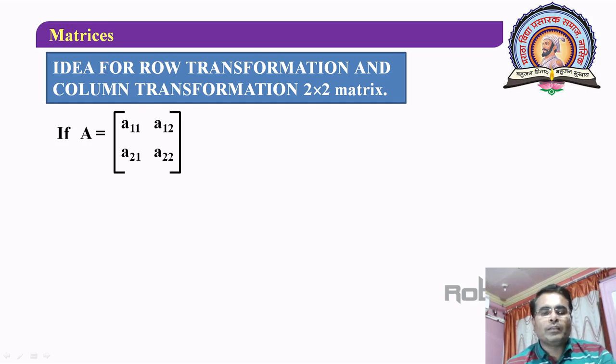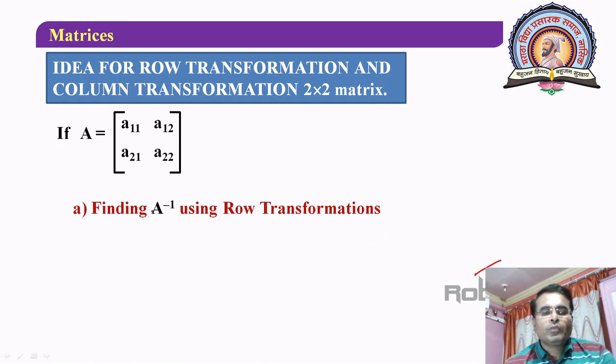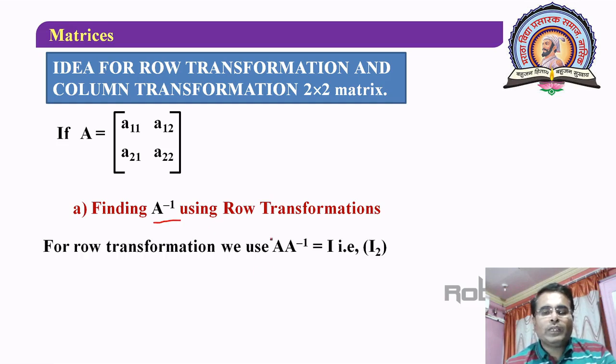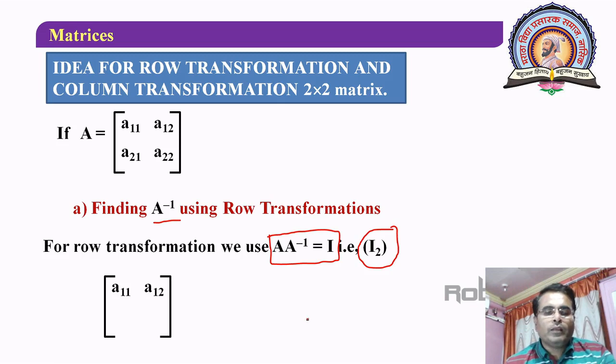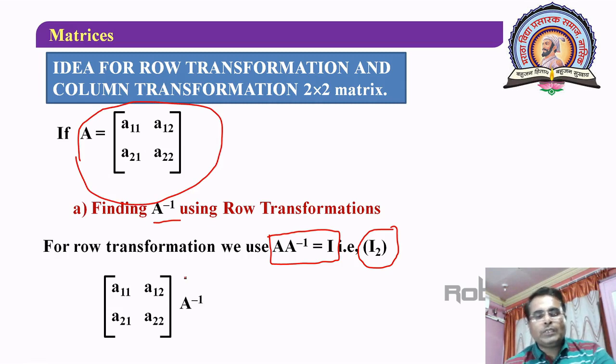A11, A12, A21, A22. Here we have considered a general matrix. Then for finding A inverse using row transformations, we have seen that we have to consider this equation: A into A inverse is equal to I. Here I means the identity matrix of order 2, and the given matrix A is written here, A11, A12, A21, A22. It is multiplied by A inverse, and that is equal to the identity matrix of order 2.